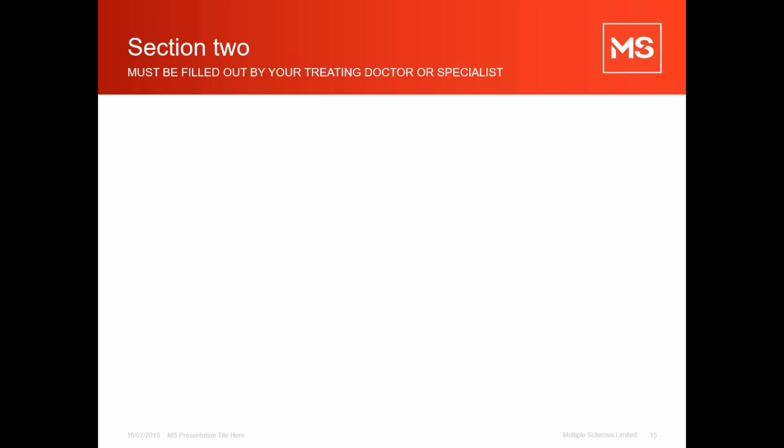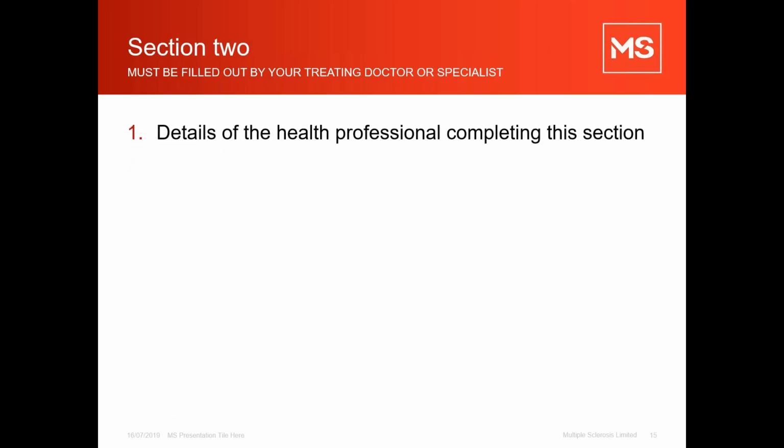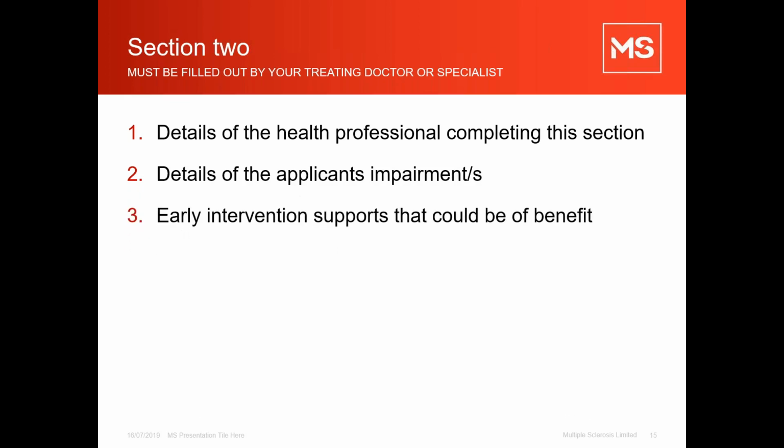Okay, section 2. Now this section, and these are their words, must be filled out by your treating doctor or your specialist. So generally that would be your GP or your neurologist. And in section 2, the details of the health professional completing the form have to be put in. That treating specialist writes down your impairments, any early intervention supports that might be of benefit, and details of any recent assessments.